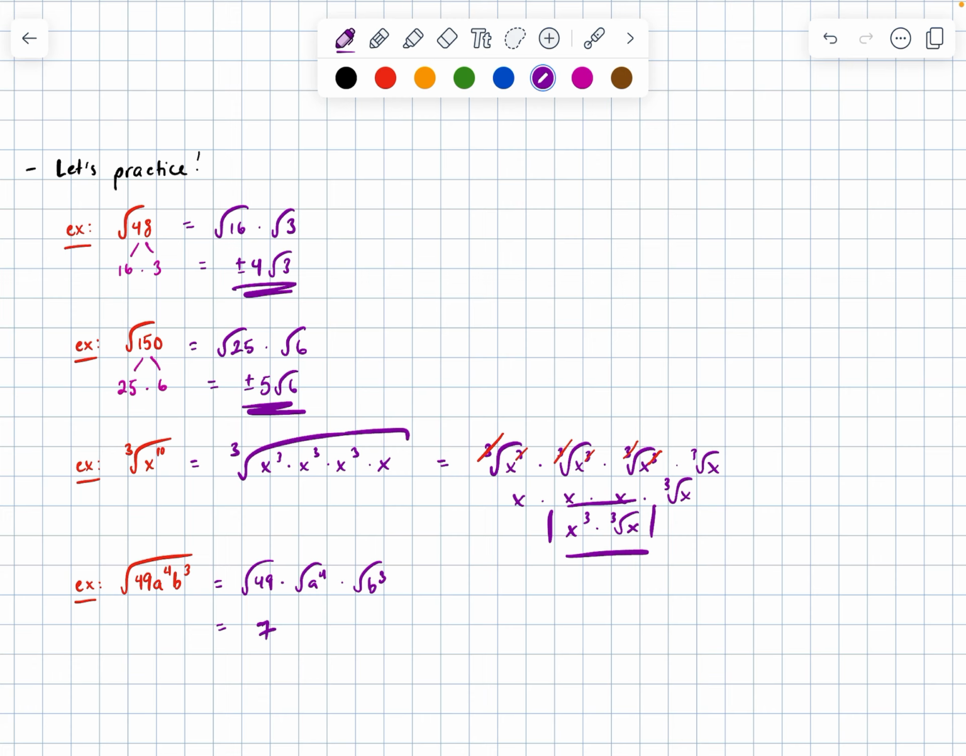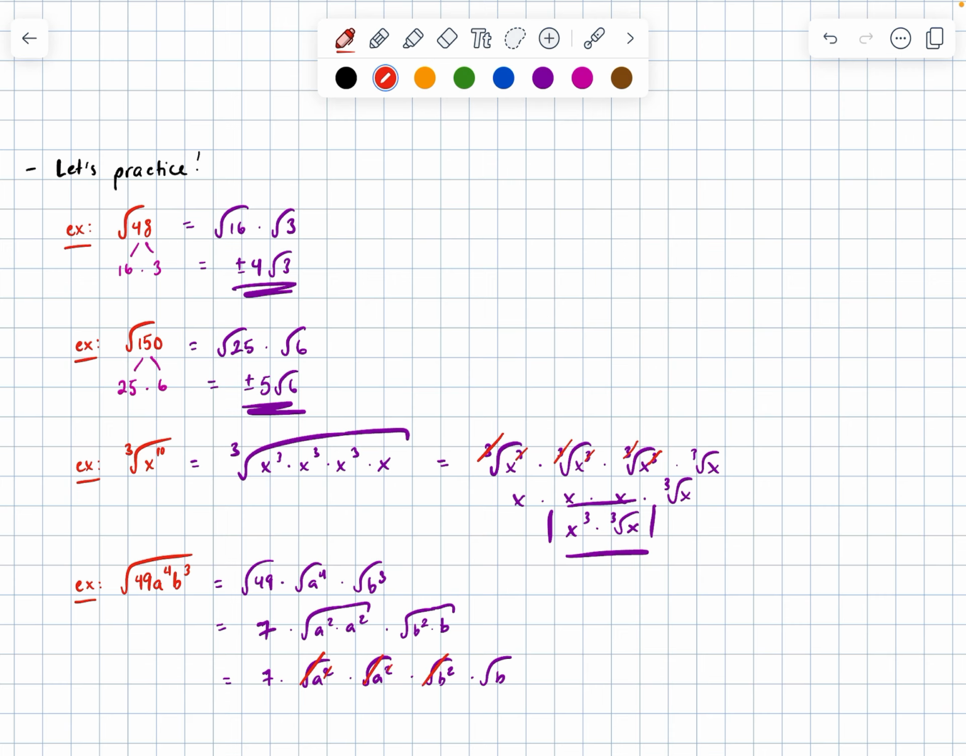For the square root of a to the 4th, here I know that a to the 4th I can rewrite as a squared times a squared. And then b to the third, I need to see if there are any b squareds in there. Well, I could rewrite b to the third as b squared times b. From here, breaking everything down, I now have 7 times the square root of a squared times the square root of a squared times the square root of b squared times the square root of b.